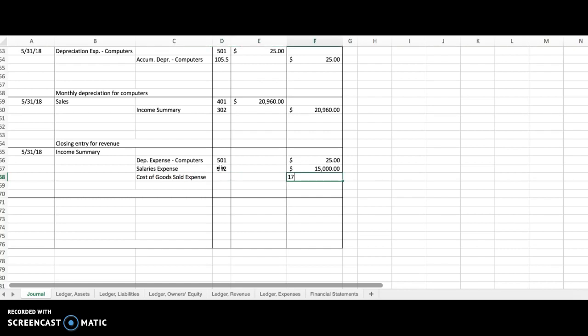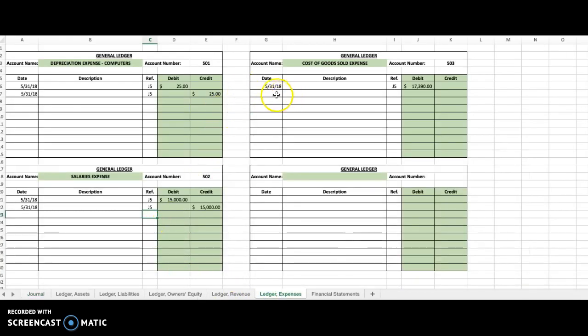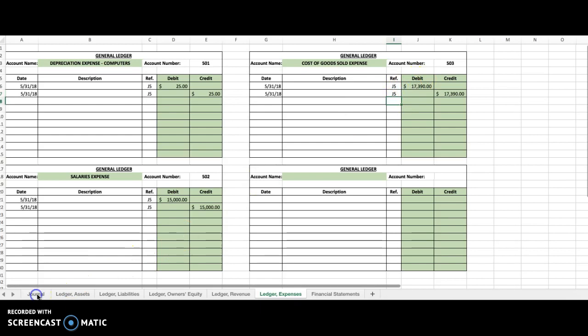And that, I believe, is $17,390. And if we go to the expense section, we find it here. And it does have a debit balance that we figured out earlier in an earlier problem. So to close it, we credit our J5 again and account 503.